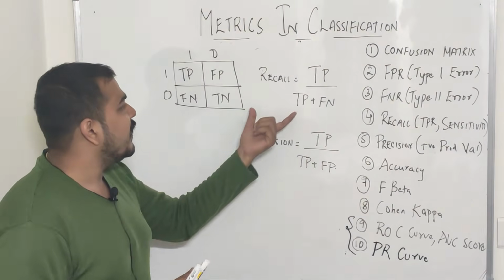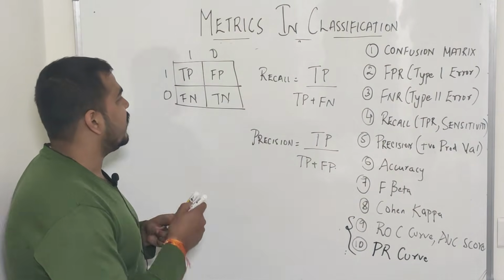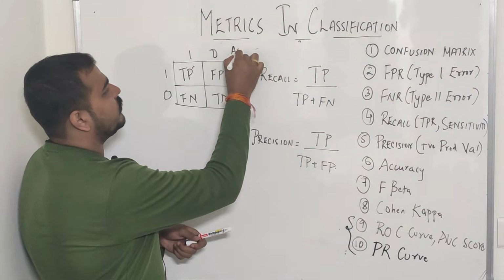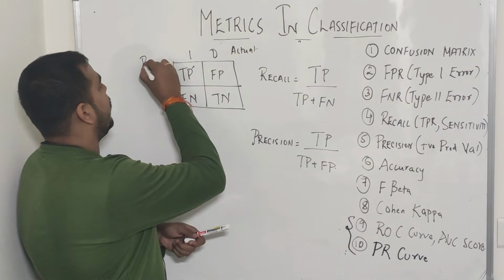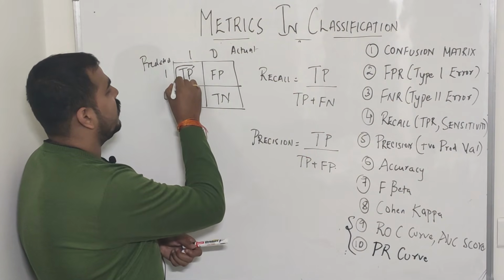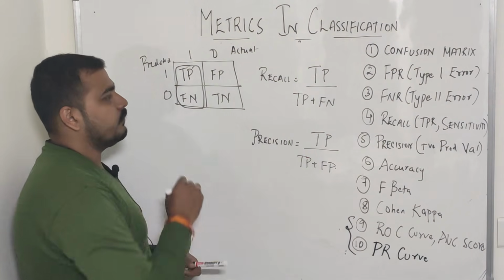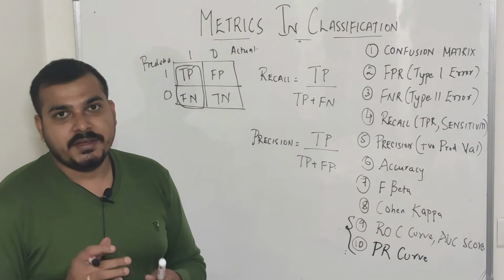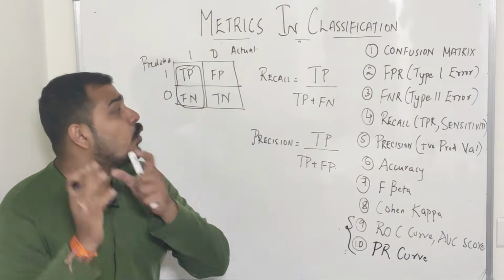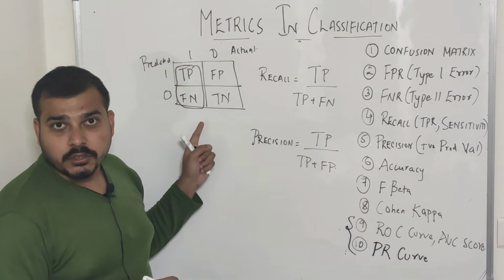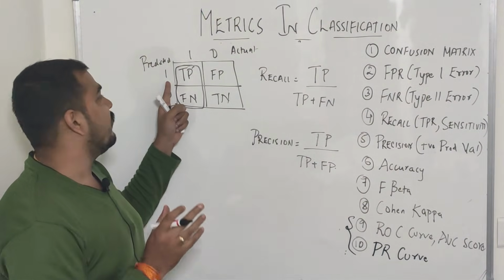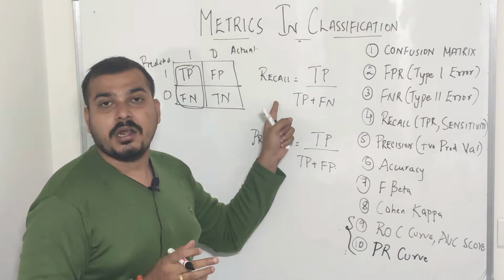Now what does the recall formula say? Recall basically says TP divided by TP plus FN. Here these are my actual values, and these are my predicted values. TP divided by TP plus FN. What this says is that out of the total actual positive values, how many did we correctly predict as positive? This is what recall basically says.